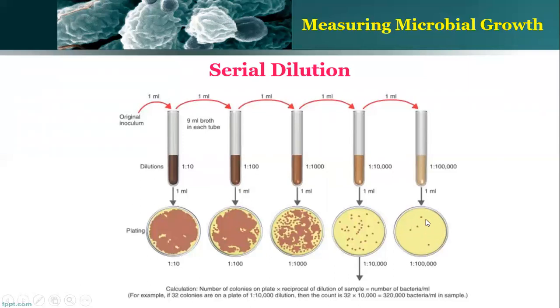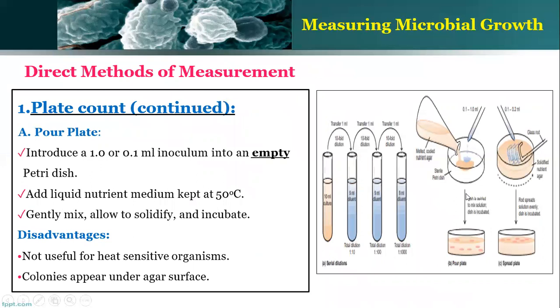It produced very few organisms. That is also not considered. Below 30 cells or colonies are also not considered. This is the process of serial dilution. So this serially diluted sample now has to be inoculated in the medium.